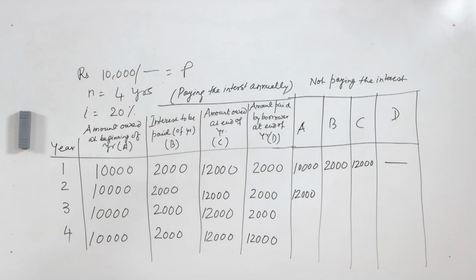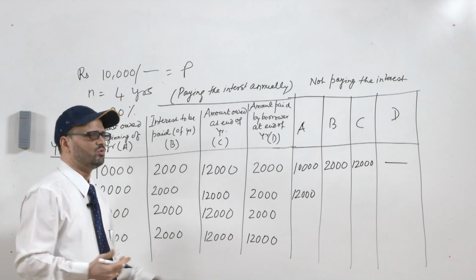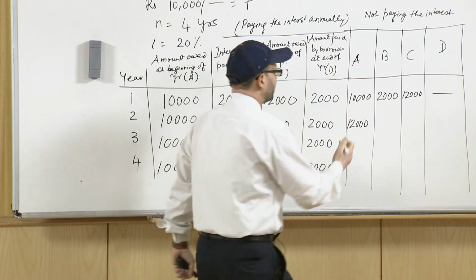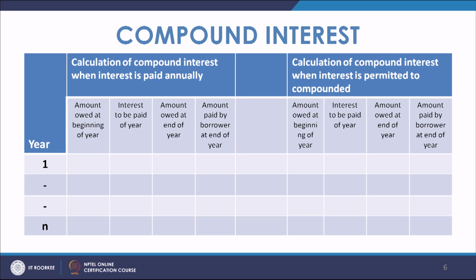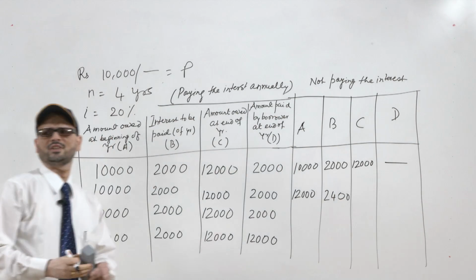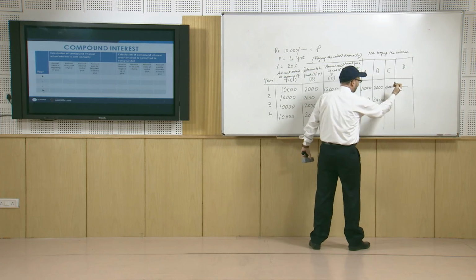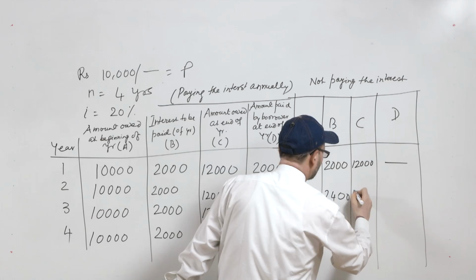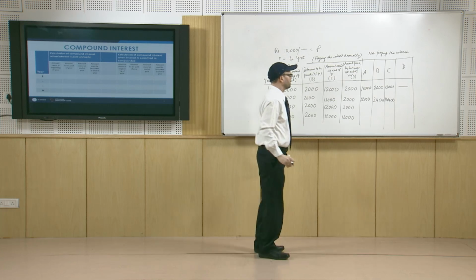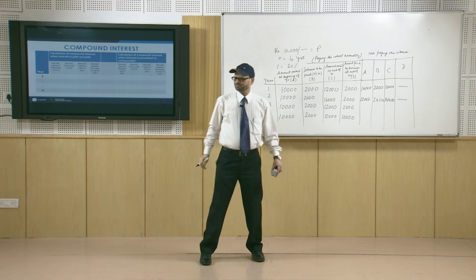This interest is compounded. Now the interest he has to pay in the second year will be the interest rate multiplied by this sum. So he will be paying 20% of 12,000, which is 2,400. So this is the interest generated. The total amount owed at the end of the second year will be 14,400, and still he is not paying anything towards the end of the second period.